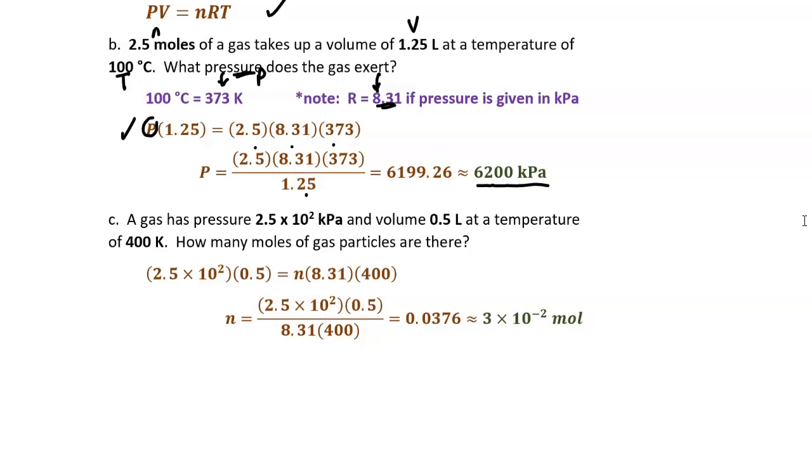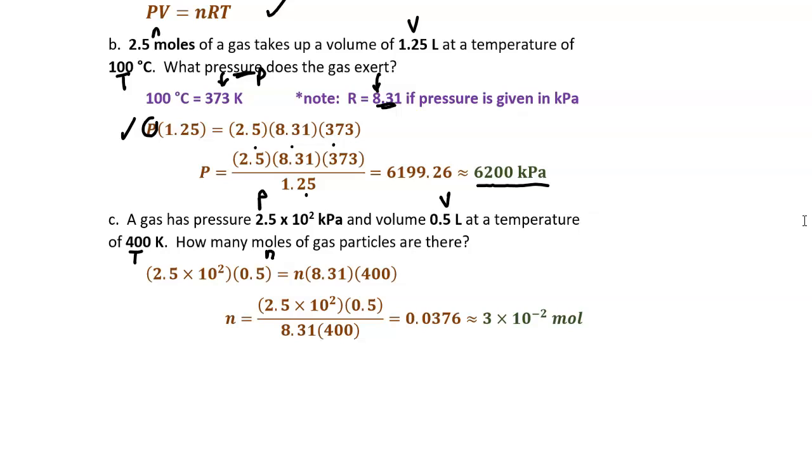Question C, a gas has a pressure of this many kilopascals. This is going to be the variable P for pressure. And a volume of 0.5 liters. This one's going to be a V for volume. And the temperature is 400 Kelvin. That'll be a T for temperature. The question is, how many moles of gas particles are there? That's the letter n in the PV = nRT formula.